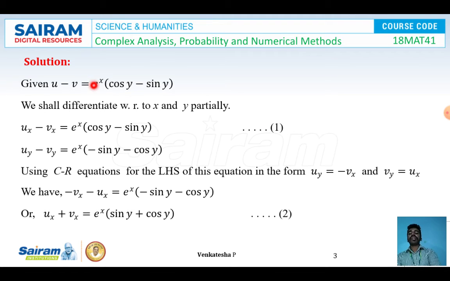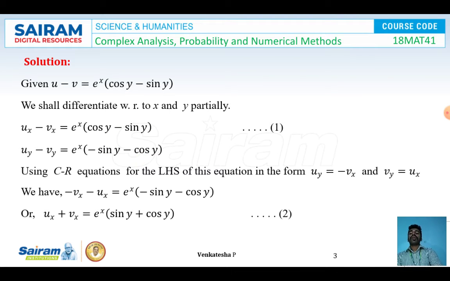Similarly, differentiating the same expression with respect to y partially, treating x constant, I will get ∂u/∂y - ∂v/∂y = e^x (cos y - sin y). So this cos y will become minus sin y and sin y will become cos y. So the expression will be of the form u_y - v_y = e^x (-sin y - cos y), since here e^x is a constant, I'll be keeping e^x as it is. Differentiating cos y, I got minus sin y, and sin y I got cos y.